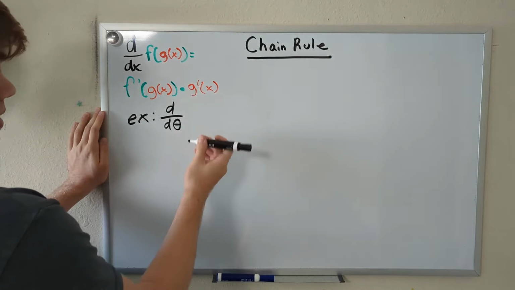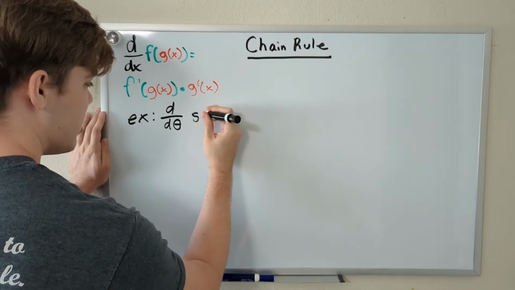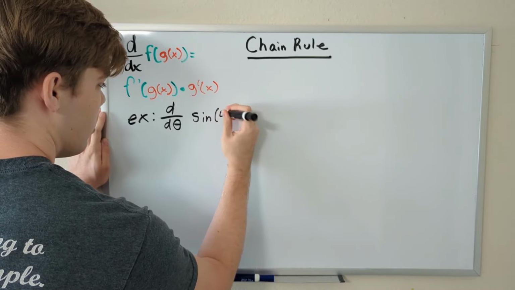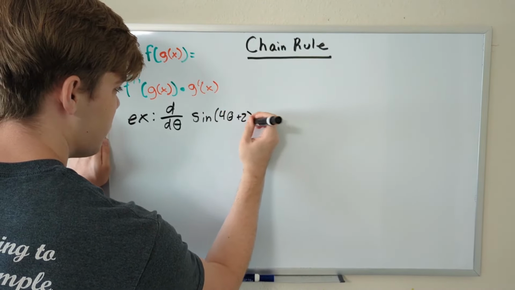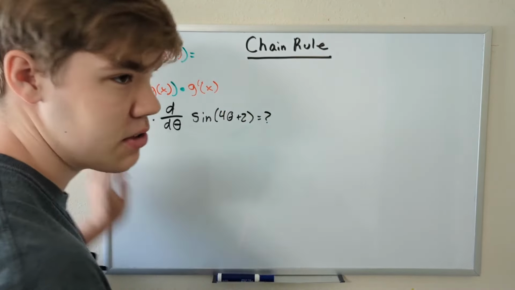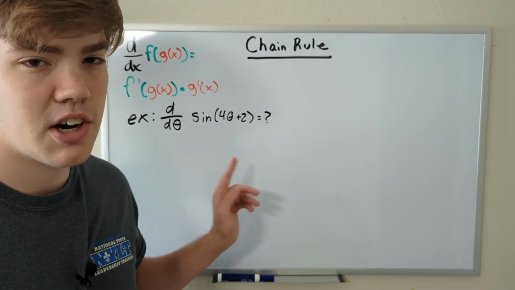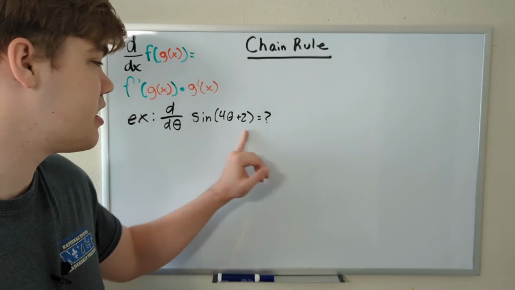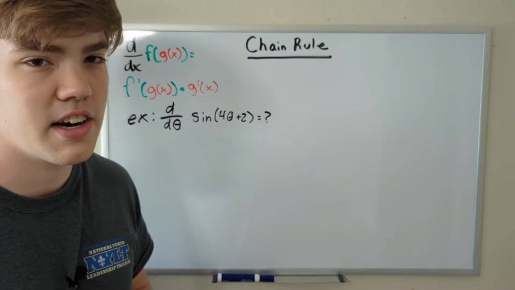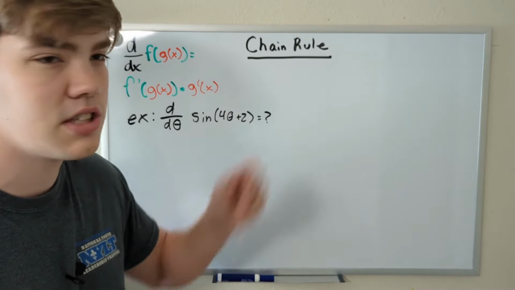Anyway, we're finding the derivative with respect to theta of sine of (4 theta plus 2). What is this derivative equal to? So once again, we're going to want to establish our inner and outer function, and I feel like it's pretty clear in this example. We have a very clear inner and outer function, so we definitely need to use the chain rule.